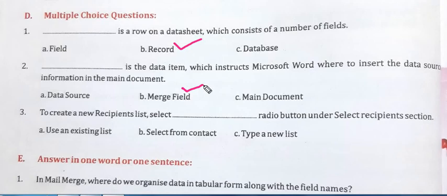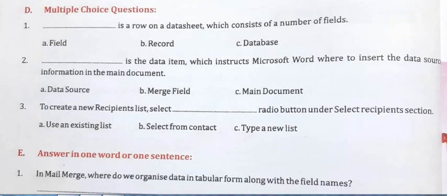To create a new recipient list, select dash radio button under select recipient section. When you create a new list of recipients, as we have seen when we work on mail merge, we start from the mailing tab, right? In the right pane you will select some options. So to create a new list of the recipients, which option do you have to select? In the radio button under select recipient section. Which option? Obviously type a new list. We have done this, right? Okay, this also we have done.